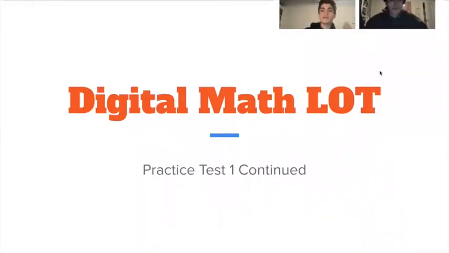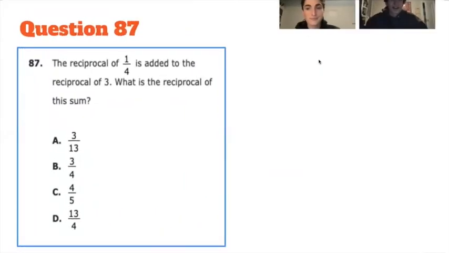Today, we're going to be going over question 87 of the first practice test. So remember to get your pencils and papers out. The question reads, the reciprocal of 1/4 is added to the reciprocal of 3. What is the reciprocal of this sum?